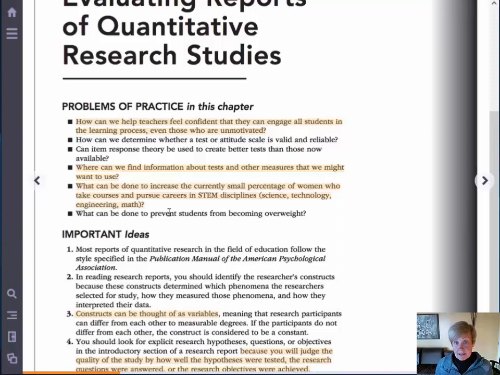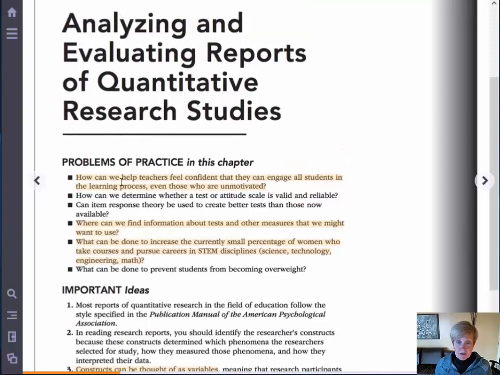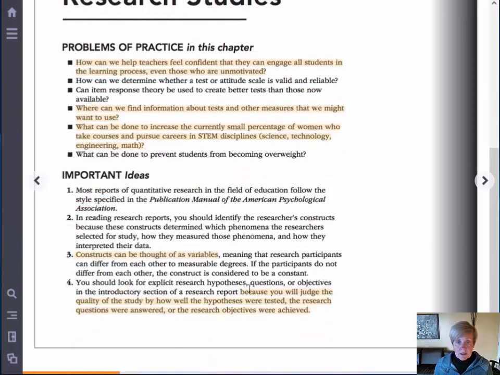They could have added a whole bunch. In fact, I feel like in this part, they could have added all of the problems of practice in all of the four previous chapters under this topic. The important ideas here, and there are numerous important ideas, maybe 20, but I've highlighted a couple of things. Make sure you know what a construct is and how those things get selected and put together, how that phenomena adds up. And for here, because you will judge the quality of a study by how well the hypotheses were tested, the research questions were answered, or the research objectives were achieved, you need to be looking at that explicitly in terms of the design.